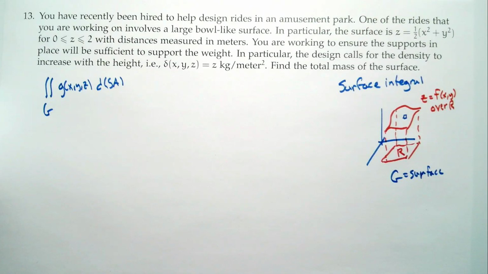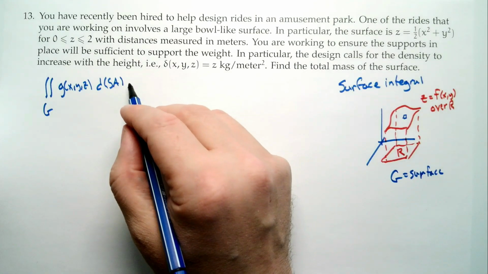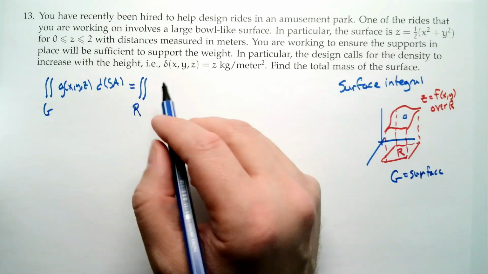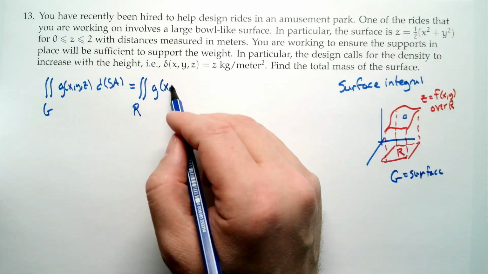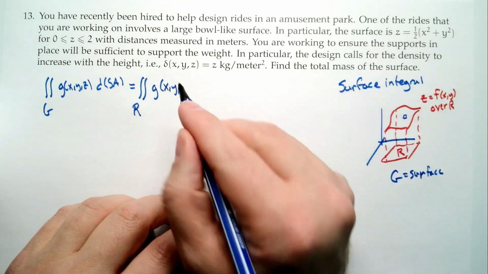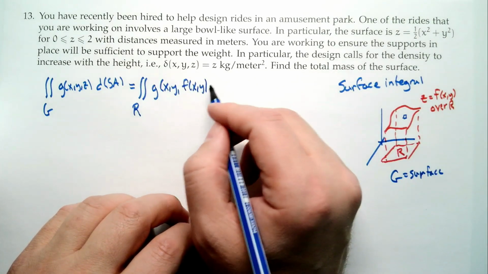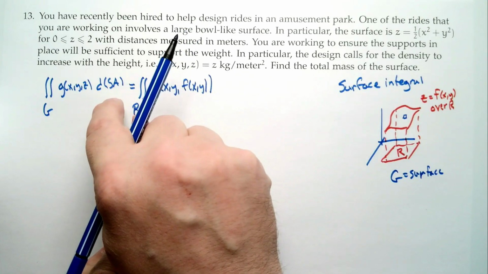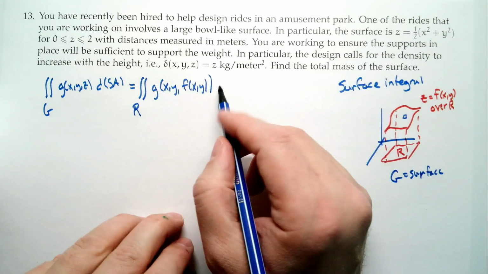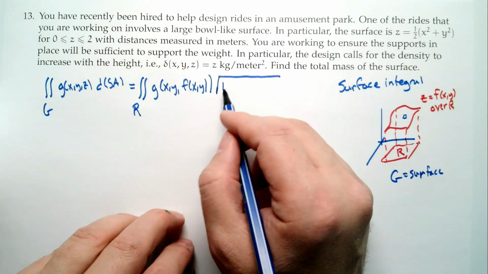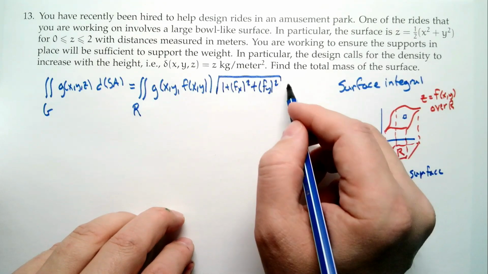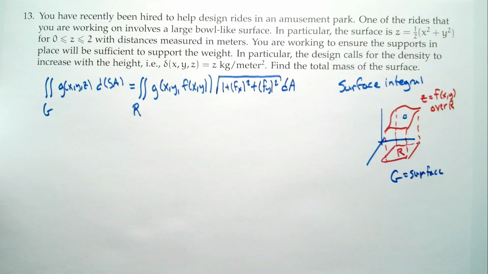How do you do this in practice? In practice, it gets kind of bad. You integrate over your region R of g of x, y, and what is z? Z is f of x, y. And now, what's your dSA? Well, that is a little piece of your surface, a little bit of surface area. So you go back to your surface area formula: the square root of 1 plus f sub x squared plus f sub y squared, dA. So that's a surface integral.